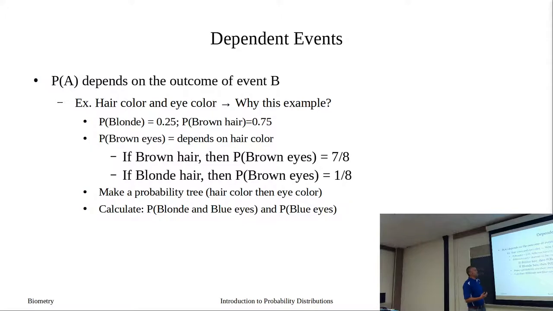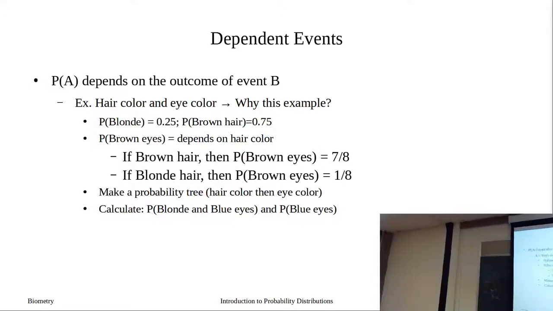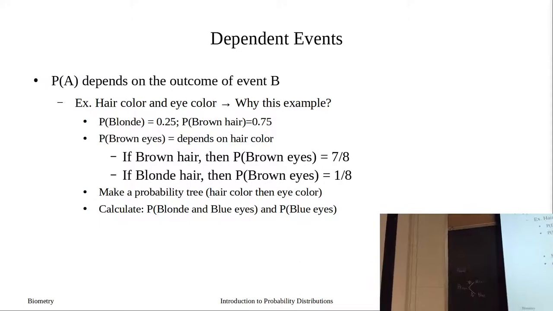So let's say we have a default chance of drawing a blonde individual at 25%, and a default chance of drawing a brown-haired individual at 75%. So we've got blonde, and we have brown. And then if we have brown hair, the chance that we have brown eyes is 7/8. So we can have brown eyes, or we can have blue eyes. So 7/8 for brown, and that means we have a 1/8 chance for blue.